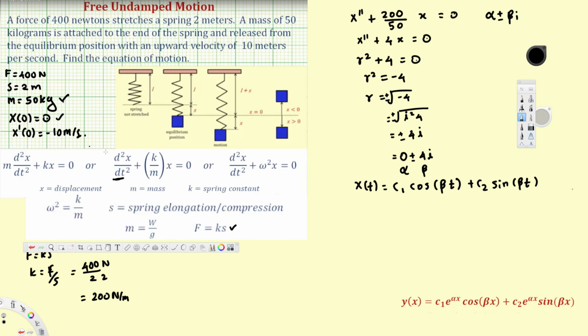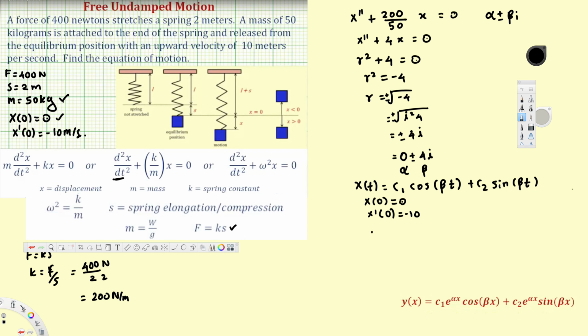Now let's use this one first. Let's copy this one down here and then use it. We know that x of 0 is equal to 0, and also that x prime of 0 is equal to negative 10. If you apply x of 0 equal to 0, cos 0 is equal to 1, and sine 0 is going to be equal to 0. So this part will be eliminated, and we will only have this part.